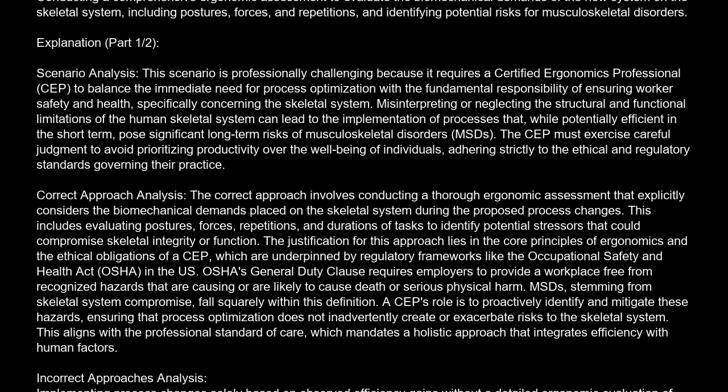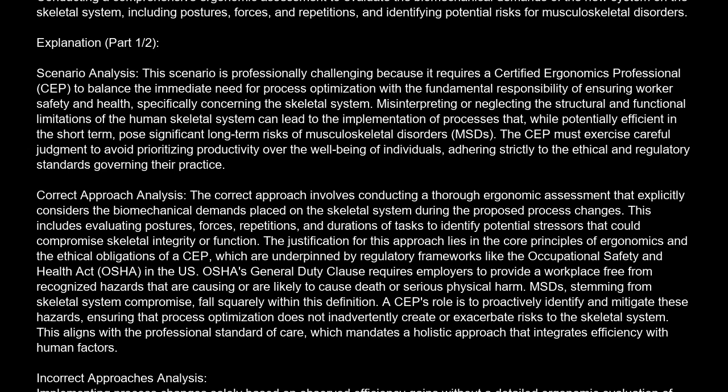The correct answer is C. Conducting a comprehensive ergonomic assessment to evaluate the biomechanical demands of the new system on the skeletal system, including postures, forces, and repetitions, and identifying potential risks for musculoskeletal disorders.